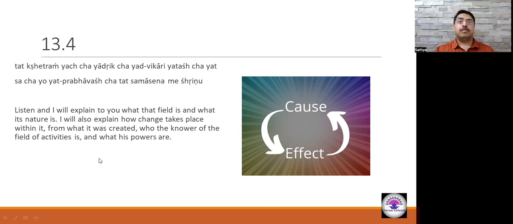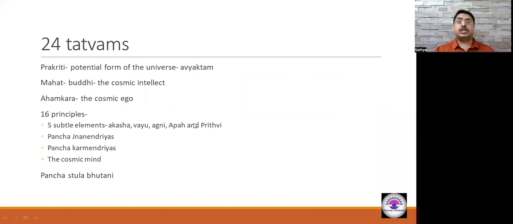Next slide. In verses 13.6 and 7, Krishna elaborates 24 tattvam put together as Kṣētram. Prakṛti, the potential form of the universe, which is avyaktam. Mahat, buddhi, the cosmic intellect. Ahankara, the cosmic ego. 16 principles, that is the 5 subtle elements like Akasha, Vayu, Agni, Apa, and Prithvi, the Pancha Jnanendriyas, Pancha Karmendriyas, and the cosmic mind. And lastly, the Pancha Sthula Bhutani.